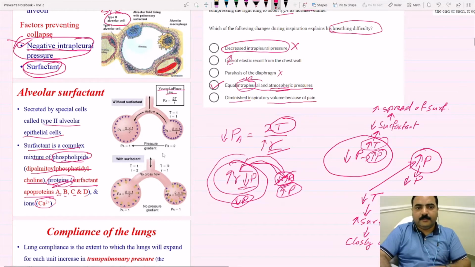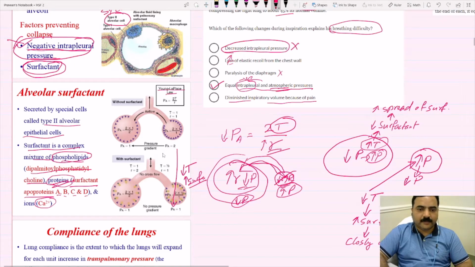So that is what is being shown by this equation over here. Here the tension is 1 and the radius is 1, so here the pressure is 1 and the pressure is 2 over here, but you want to change that to equal. So you want to reduce this. So this 2 has to be reduced to 1 here. So how do you reduce it? By reducing the tension. How to reduce the tension? By increasing the surfactant.